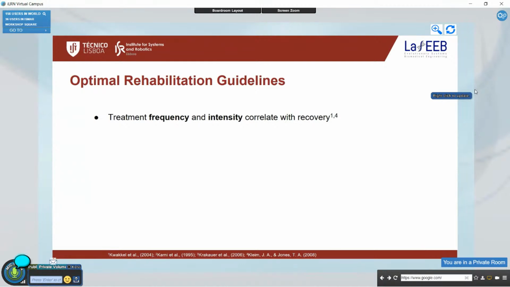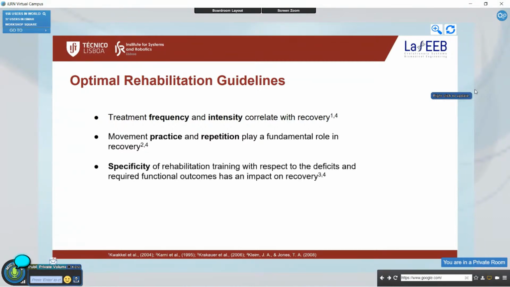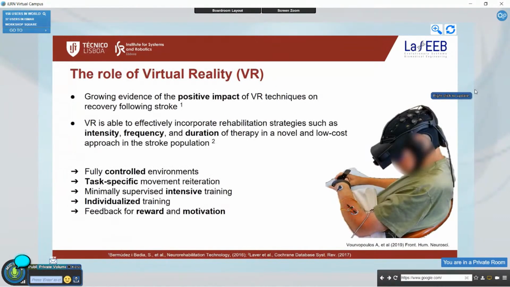Now, three of the key aspects for the optimal rehabilitation is the treatment frequency and intensity, which correlates with actual recovery. The movement practice and repetition play a fundamental role in recovery. And finally, specificity of the rehabilitation training with respect to the deficit and required functional outcome has an impact on recovery. Now, we've seen that virtual reality has shown so far a very positive impact on applying these guidelines in stroke survivors. And also VR is able to effectively incorporate these guidelines, such as the intensity, the task frequency, the duration of the therapy, in a novel and low-cost approach in the stroke population.